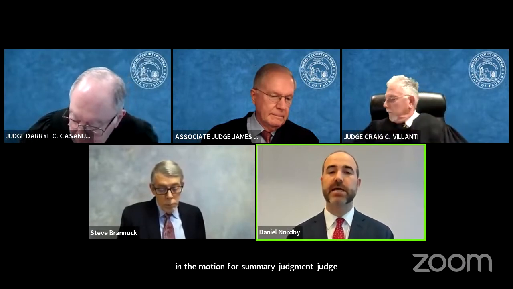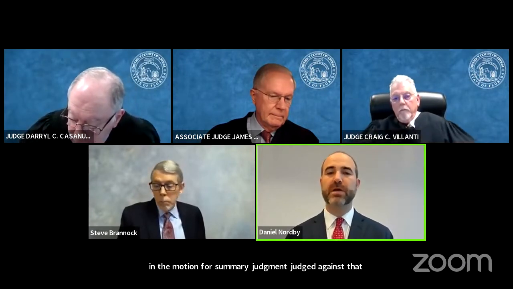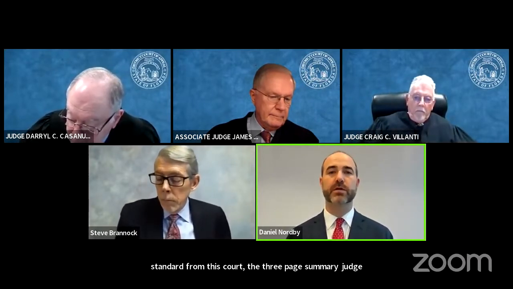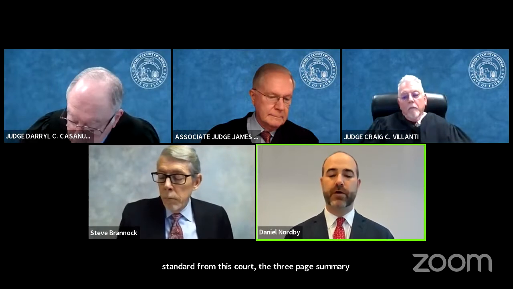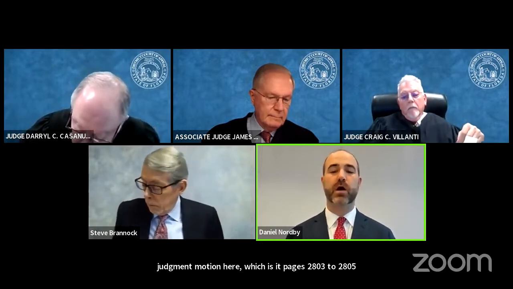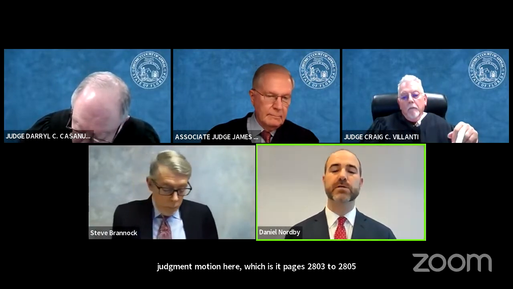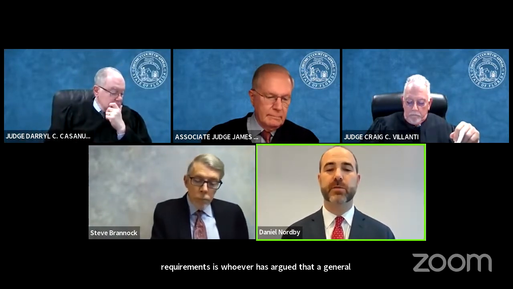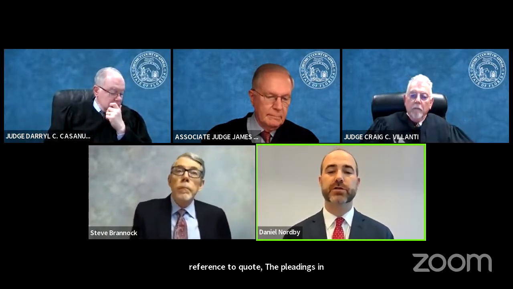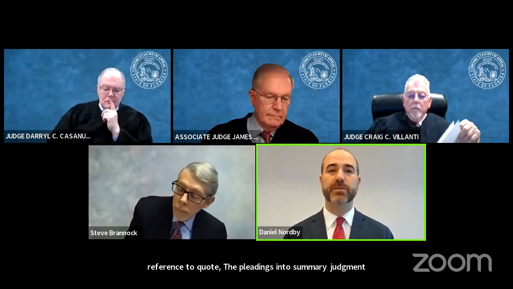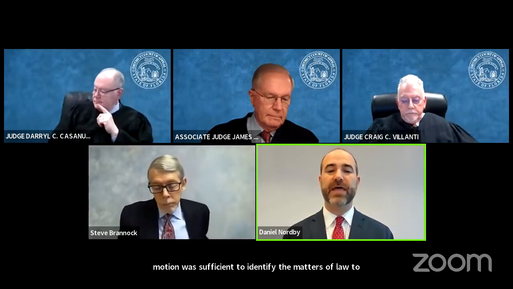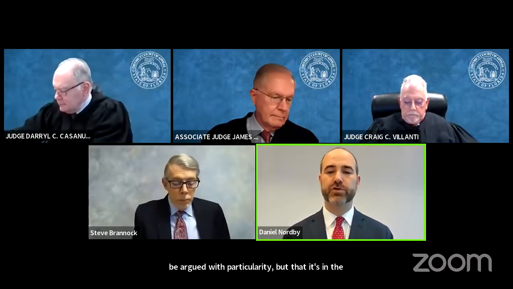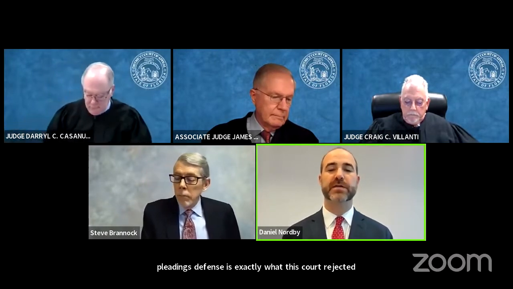Judged against that standard from this court, the 3-page summary judgment motion here, which is at pages 2803 to 2805 of the record, falls far short of the rule's requirements. Ms. Weber has argued that a general reference to, quote, the pleadings in her summary judgment motion was sufficient to identify the matters of law to be argued with particularity. But that it's in the pleadings defense is exactly what this court rejected in Ambrogio at page 76.